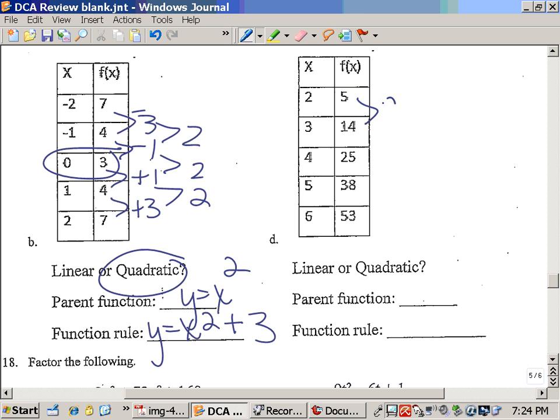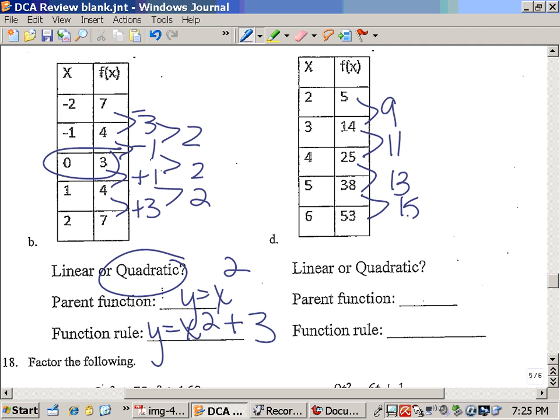On D, I'm going to go from 5 to 14, which is up 9. 14 to 25 is up 11. 25 to 38 is up 13. And 38 to 53 is up 15.